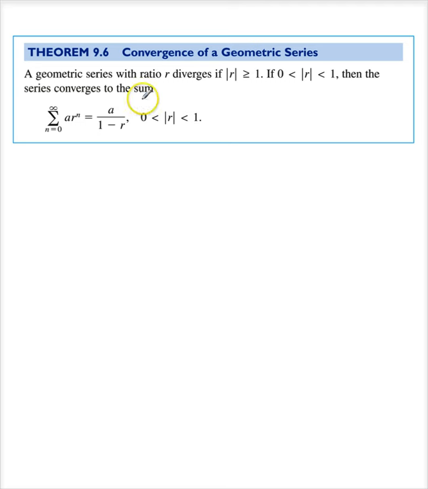The sum as n goes to infinity of a r to the n clearly diverges if the absolute value of r is greater than or equal to 1. But what if the absolute value of r is less than 1? Then it converges, and its sum is a divided by 1 minus r. Again, note this starts at n equals 0. Let me show you the proof, because you may need to use this sort of trick later.